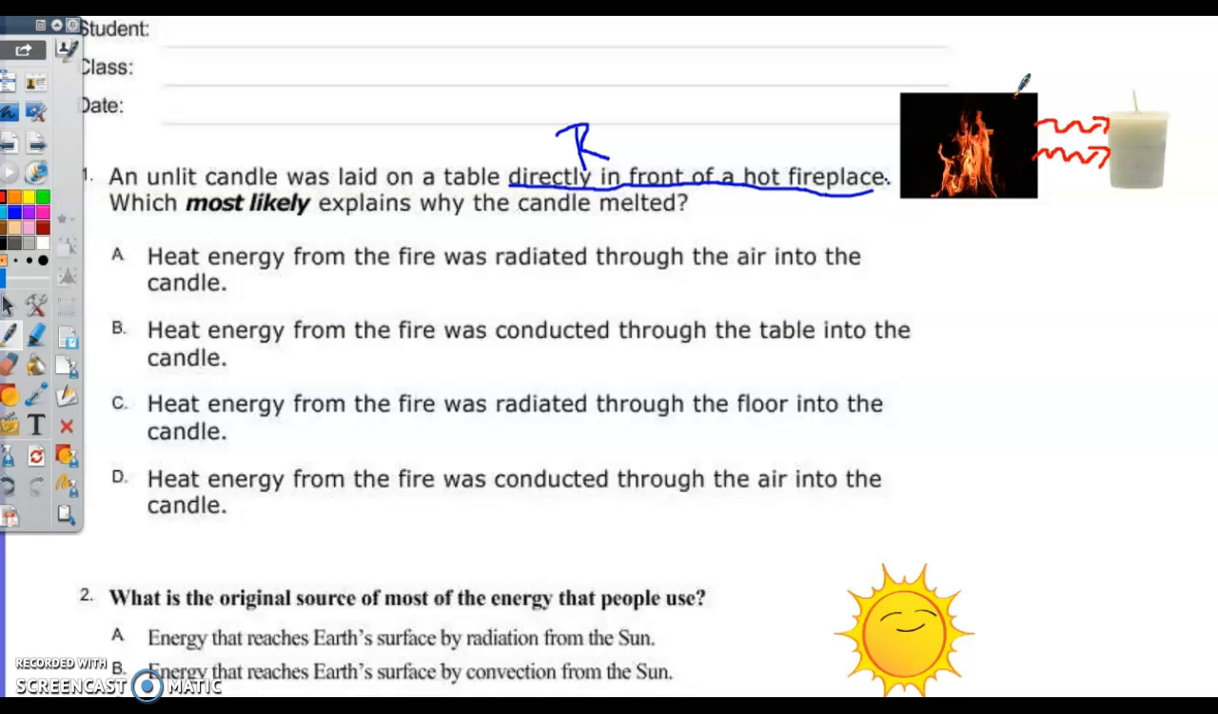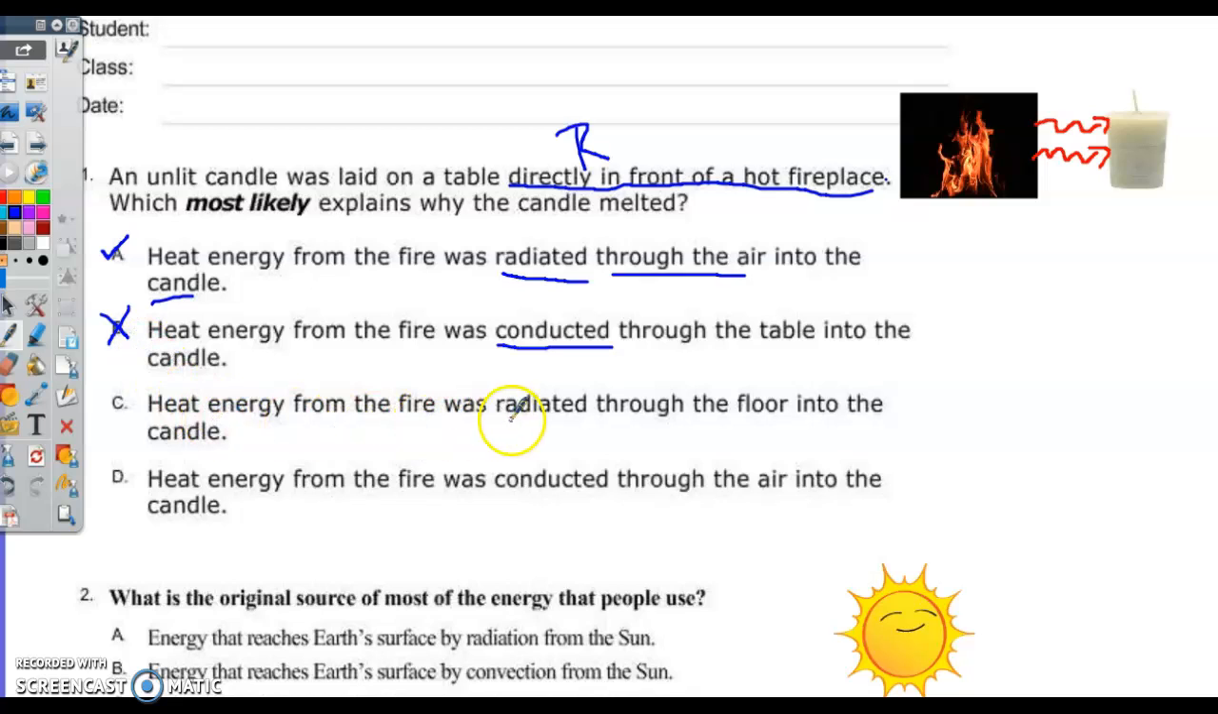So I have to think about the 4 answer choices that they gave me. And if it doesn't say radiation, I'm probably not going to be a big fan of the answer. So when I look at A, it says heat energy from the fire was radiated through the air into the candle. Do I like A? Yeah, I like A. It's going to be a really good answer. To change my answer from A, B says heat energy from the fire was conducted. I'm going to go ahead and stop. I don't need to read anymore because fires and conduction really don't go together well.